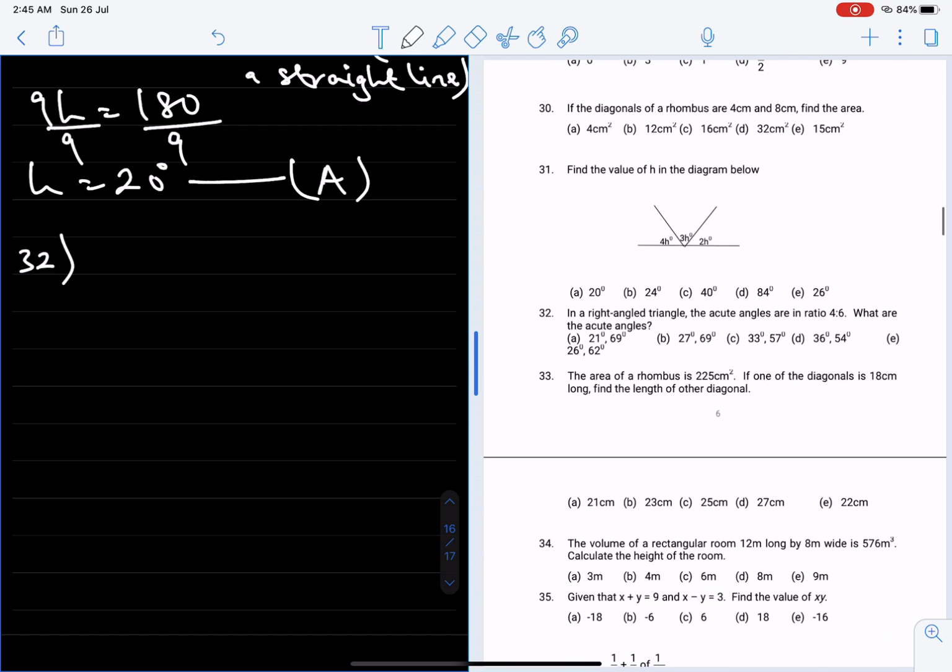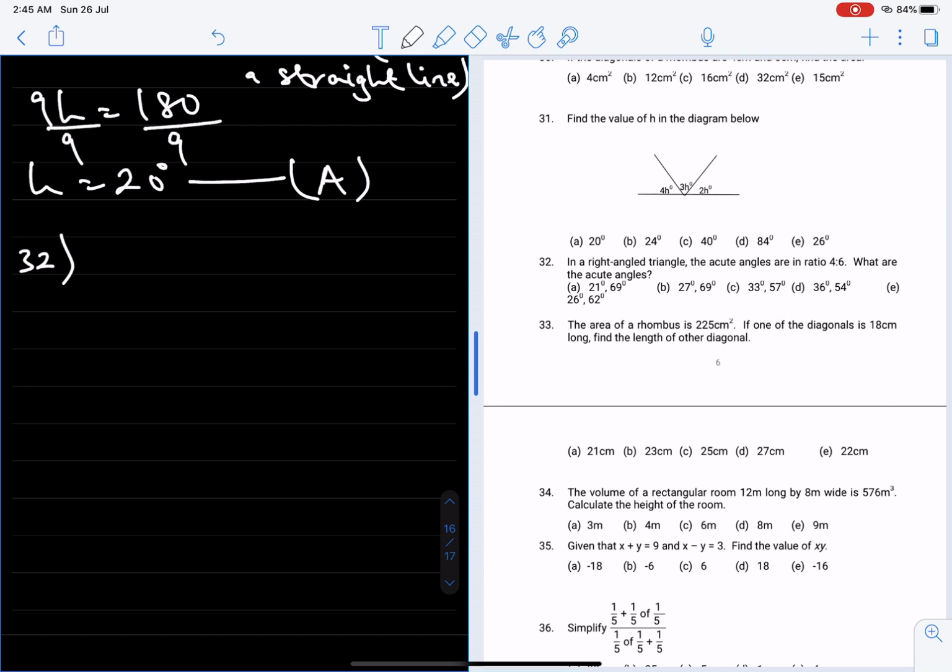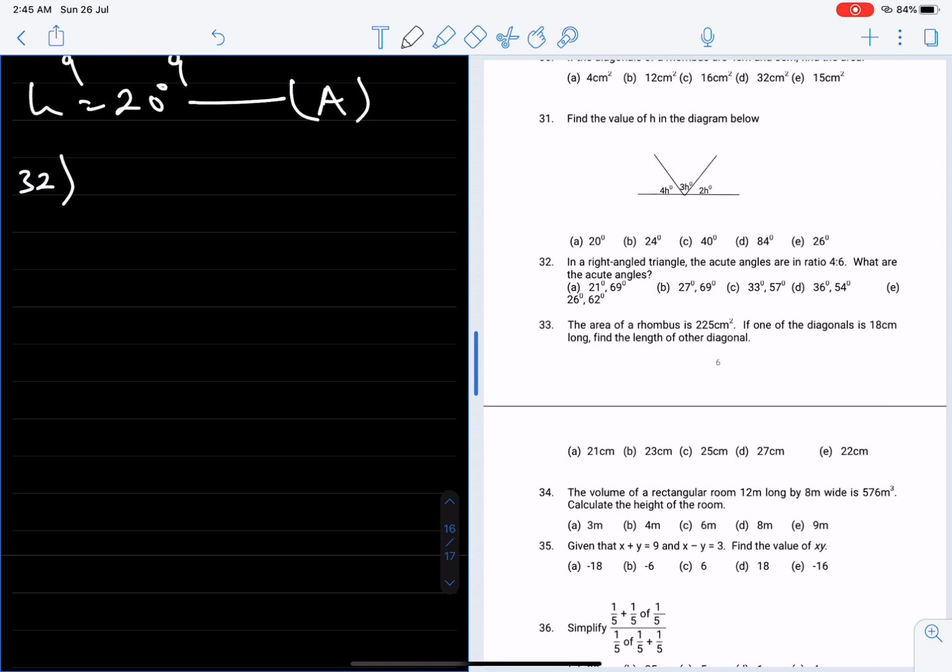Now to the next, 32, which is, in a right-angled triangle, the acute angles are in the ratio 4 to 6. What are the acute angles? That looks a bit tricky, but I don't think it is difficult. In a right-angled triangle, you know, of course, that one of them is certainly a right angle. So let this be the right angle, and let these be the remaining two angles, A and B.